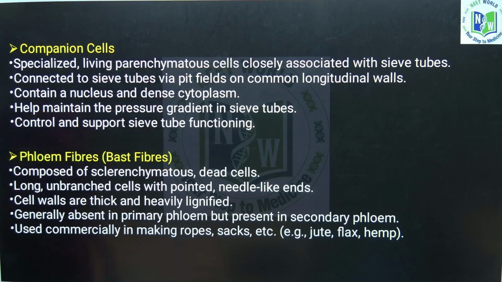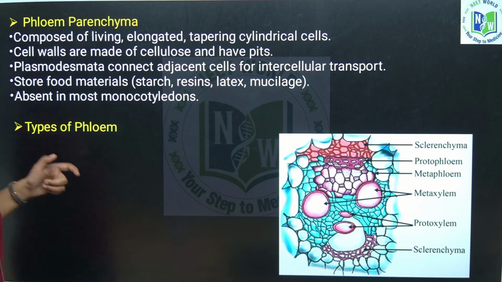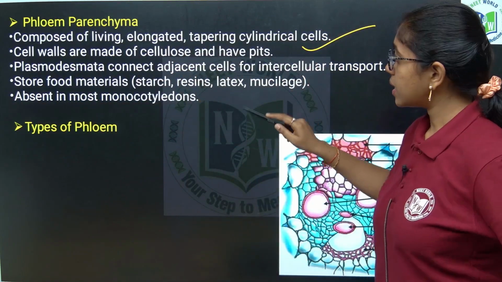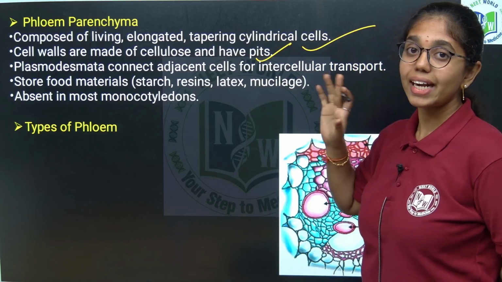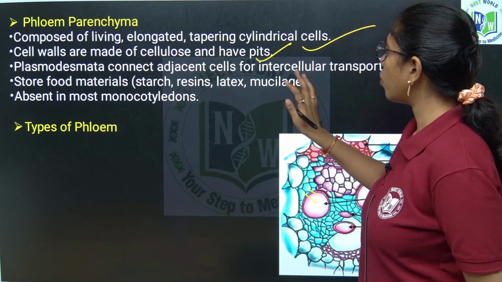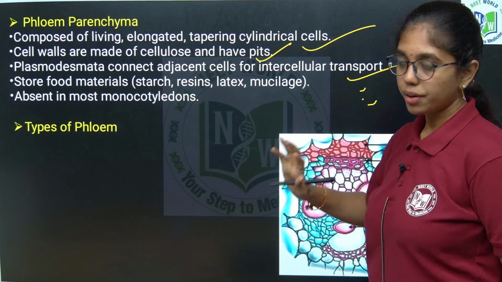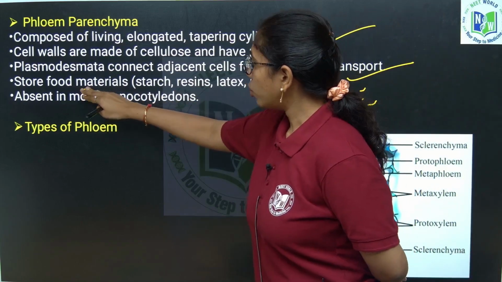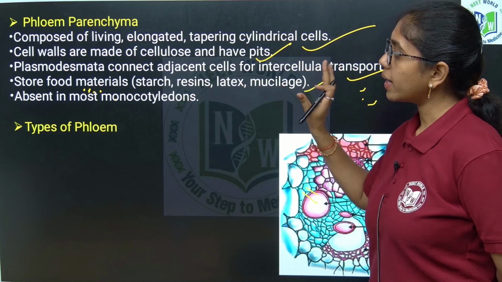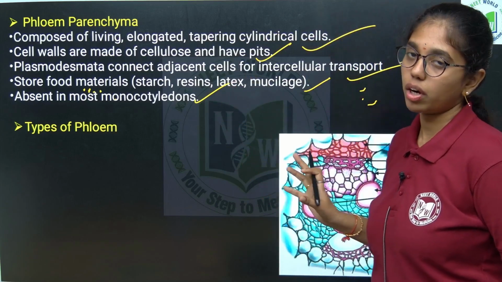Lastly, phloem parenchyma is composed of living, elongated and tapering cylindrical cells. Cell walls are made up of cellulose and have pits. Plasmodesmata will connect two adjacent phloem parenchyma cells. They connect adjacent cells for intercellular transport. They store food materials like starch, resins, latex and mucilage. Phloem parenchyma is absent in most of the monocotyledons. They are present in dicotyledons.